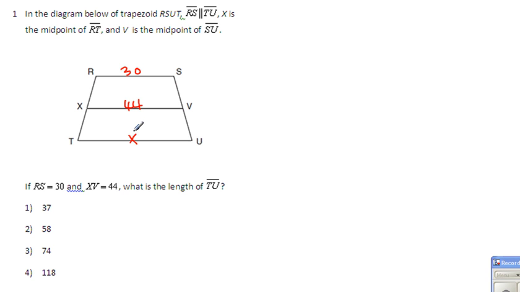As we already have talked about in class, the middle line, because it was connected by the midpoint, right here. Now, therefore, the 44 should be the average of these two lines. Now, that means we're going to have 30 plus x over 2, taking the average, must be equal to 44.